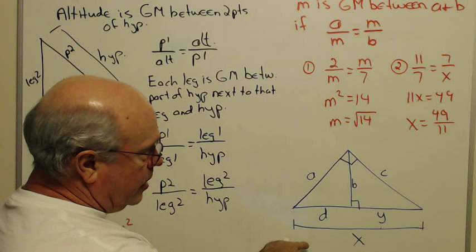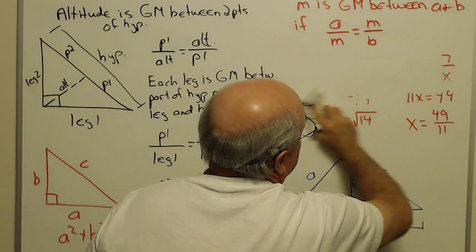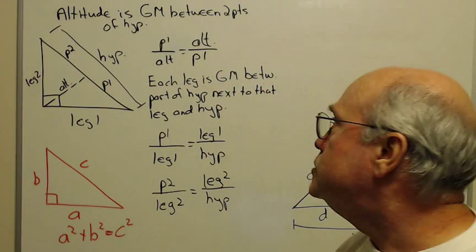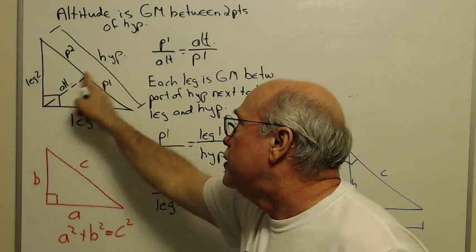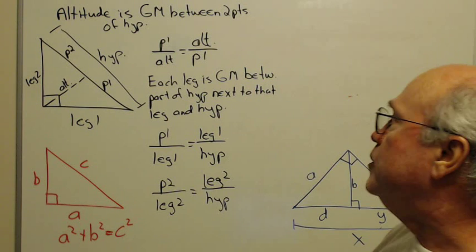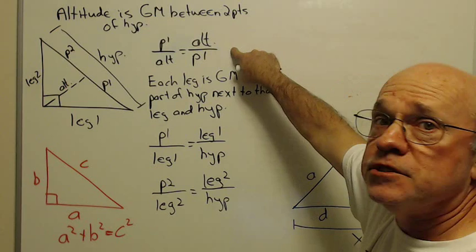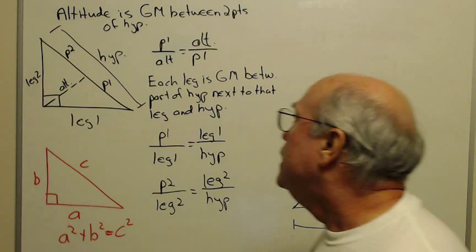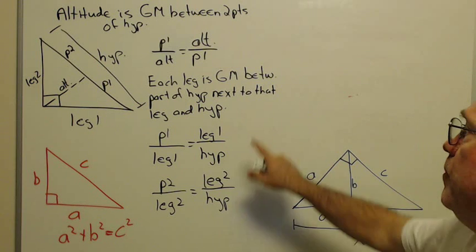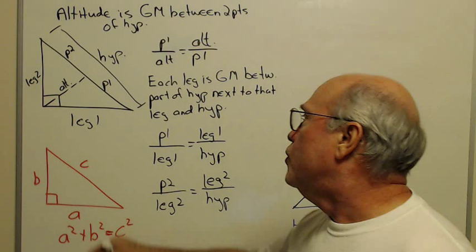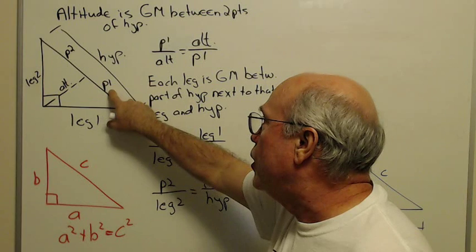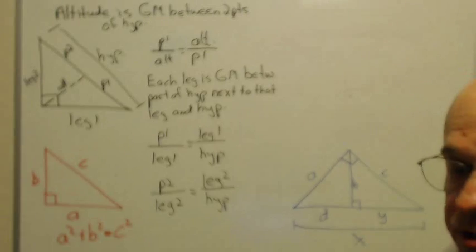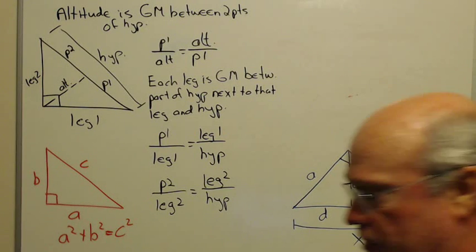The next 3 or 4, I'll deal with this diagram down here. And the rules that they use are the altitude drawn to the hypotenuse of a right triangle is the geometric mean between the two parts of the hypotenuse, which is this statement. And also each leg of the original right triangle is the geometric mean between the part of the hypotenuse next to that leg and the whole hypotenuse. So we get that this leg is the geometric mean between part 1 and the hypotenuse. That leg is the geometric mean between part 2 and the hypotenuse. All right, so we've got our picture over here.